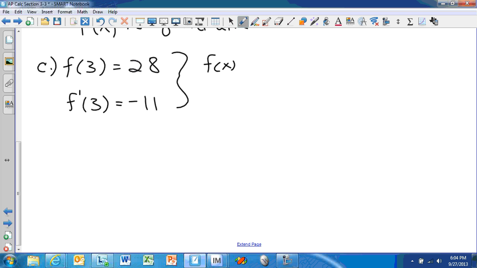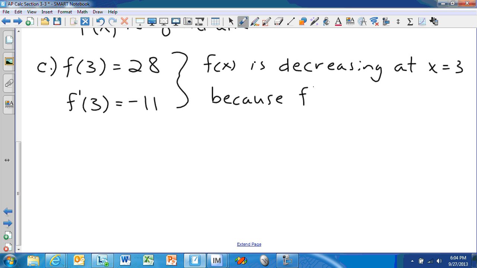F of x is decreasing at x equals 3 because f prime of 3 is less than 0. It's equal to negative 11, but the key that is there is that it's negative.